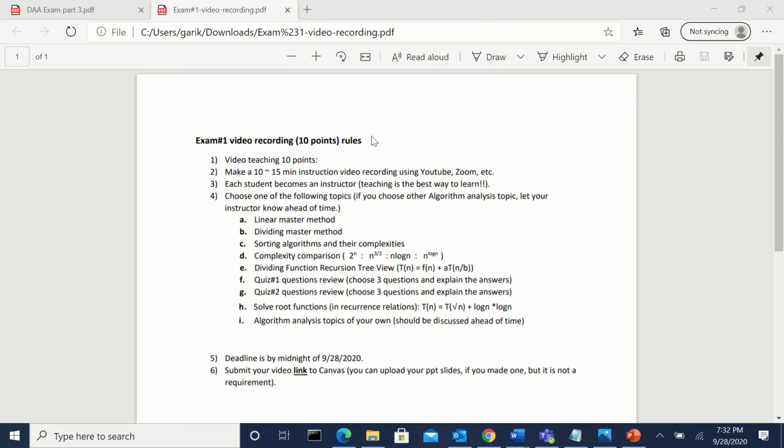Hi, this is Design and Analysis of Algorithms, first exam part 3. Here I'm going to explain how to solve root functions recurrence relation. I'm selecting this function.